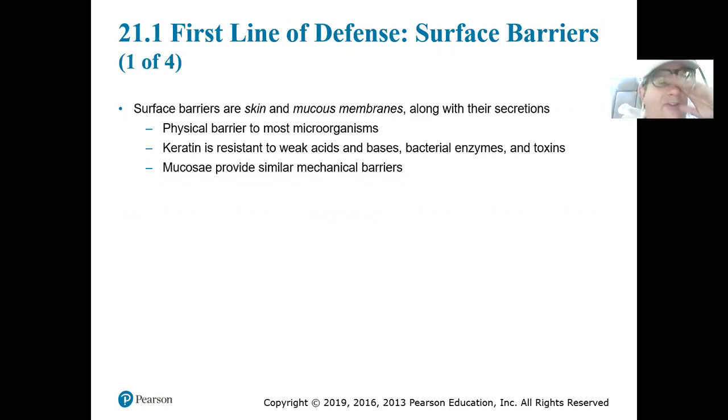You might remember a lot of skin has keratin in it. Keratin is resistant to acids and bases, bacterial enzymes and toxins. It's tough. It's durable. That's why leather is strong. And mucosa has similar mechanical barriers. It may not have the same physical barriers, but it has a very good chemical barrier. These will keep most microbes from getting into the body.